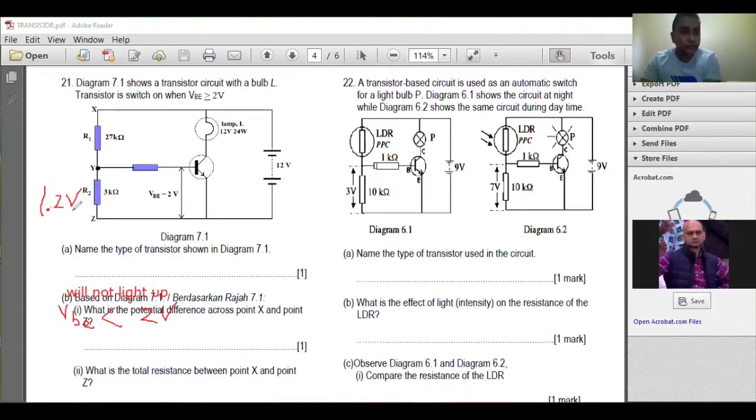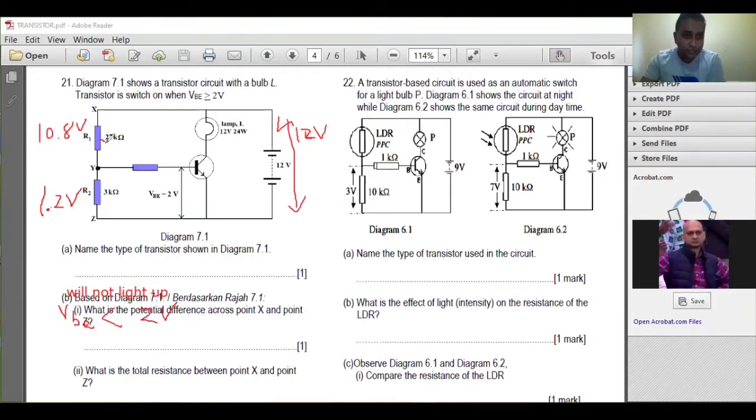Okay, so 1.2 volt just now we calculated, right? So definitely cannot. But you see, if here is 1.2 volt, the total voltage here is 12 volt, that means on top here must be 10.8 volt. So 10.8 plus 1.2, you get 12 volt. So you can see that here the voltage is very high, 10.8, more than 2 volt.